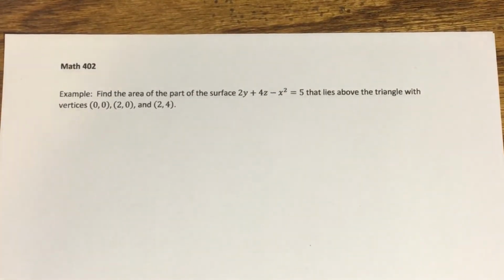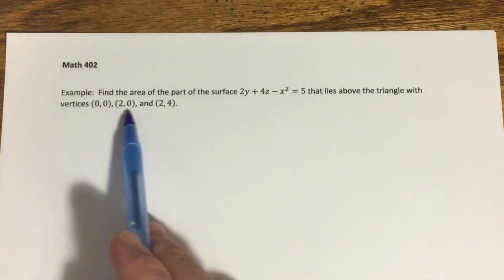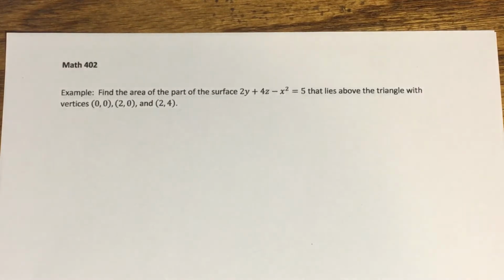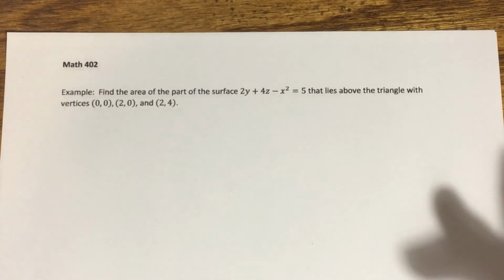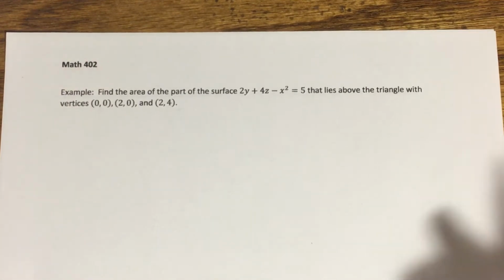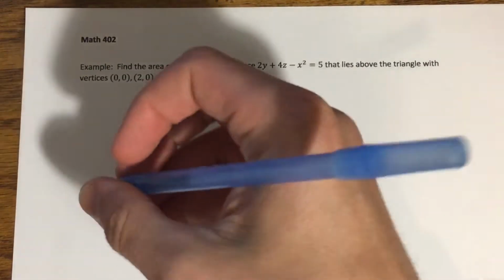Okay, so in our first example, we're going to be looking for the area of the part of the surface 2y plus 4z minus x squared equals 5 that lies above the triangle with the vertices (0, 0), (2, 0), and (2, 4). So in order to do this, we're going to start by taking a look at the region that we're integrating over. So the region D that lies in the xy plane.